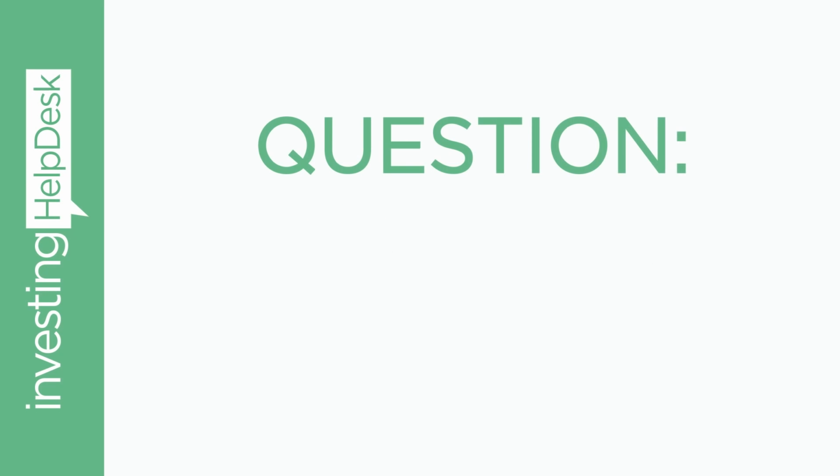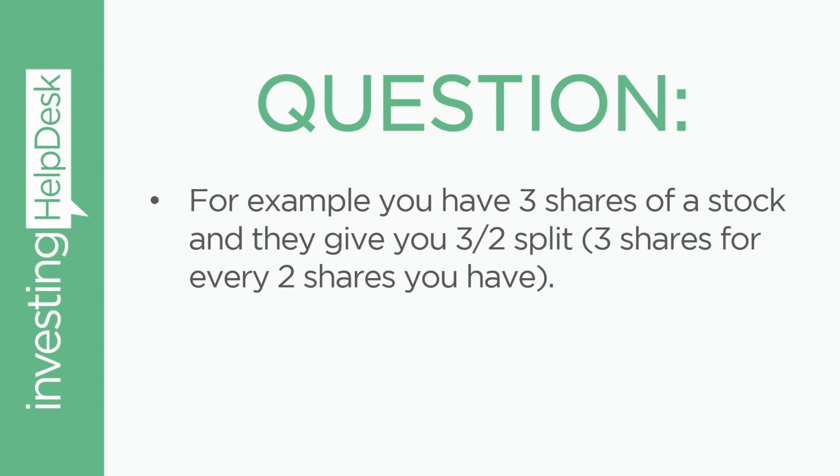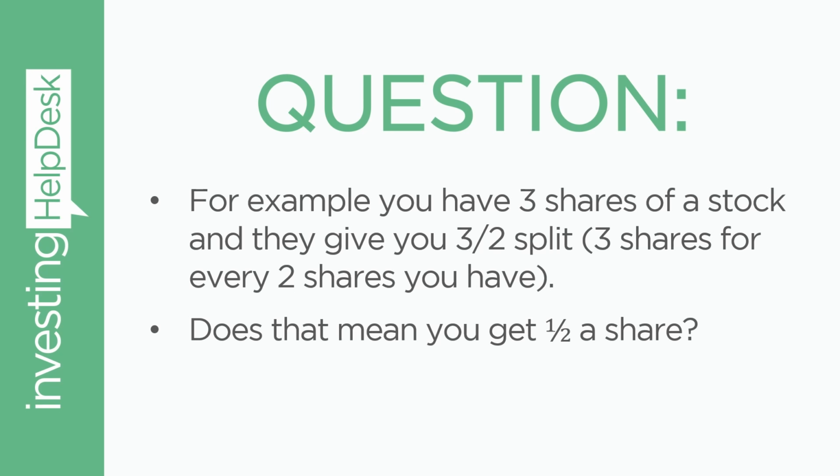Now, today's question is, how does a 3-for-2 stock split work if you have an uneven number of shares? So to simplify the question, let's go into a little more detail. For example, let's say you have 3 shares of a stock and they give you a 3-for-2 split, 3 shares for every 2 shares that you have. Does that mean you get half of a share since it doesn't go in evenly? How does this work? Let's take a look at the process and how this all boils down.